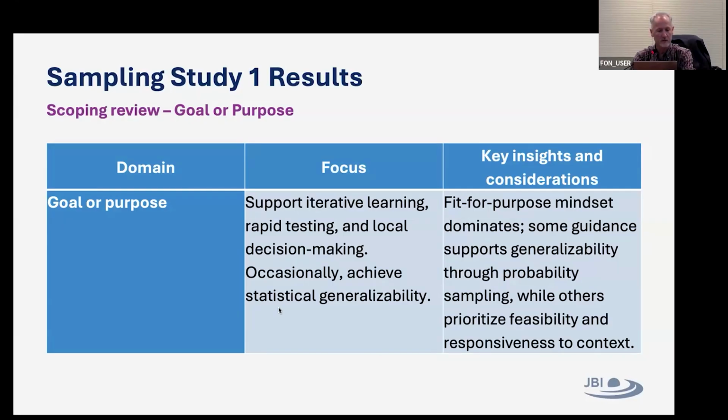So when we looked at what this tells us about the goals or the purpose of different types of sampling, we found convenience-based sampling and purposive judgment-based sampling is more often used for iterative learning, for rapid cycle projects, and for localized decision-making. And some actually achieved statistical generalizability as well, but it wasn't the primary purpose. It was really more about being fit for purpose, rather than objective generalizability.